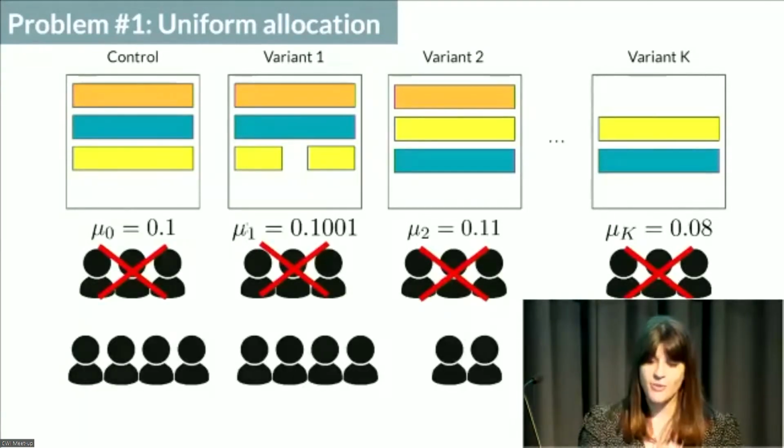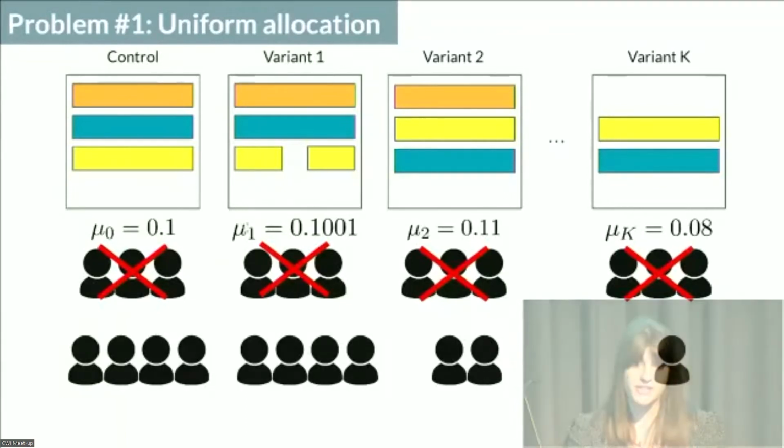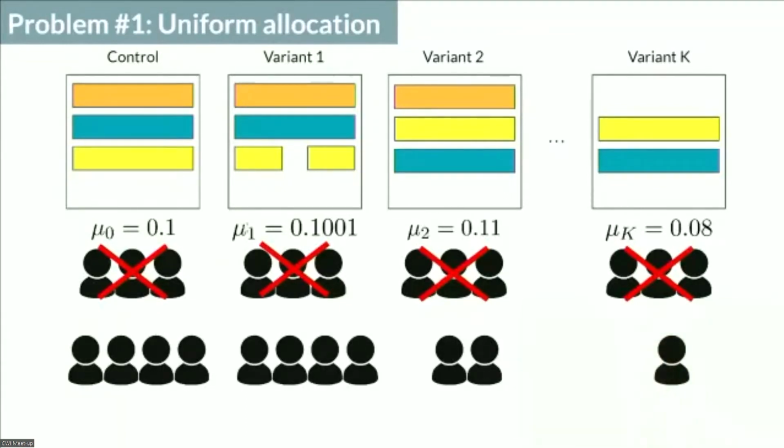So a better way would be to just send more samples to control and variant one, for example, where I want to discriminate better, and then throw fewer samples to variant two and even fewer to variant K that is further away from the control.